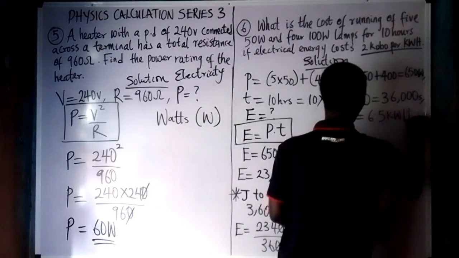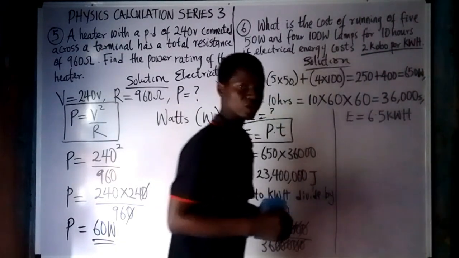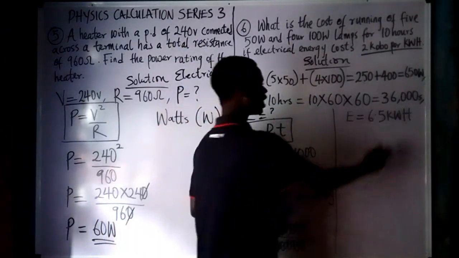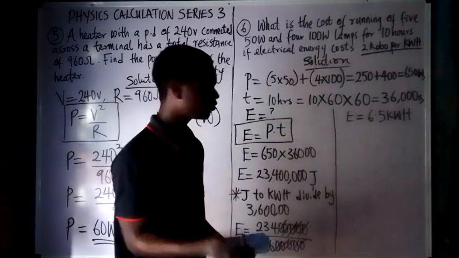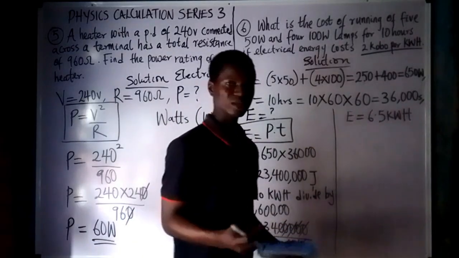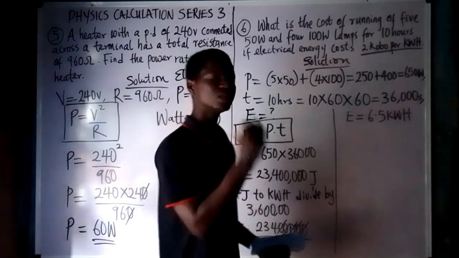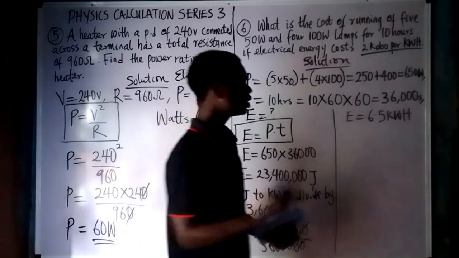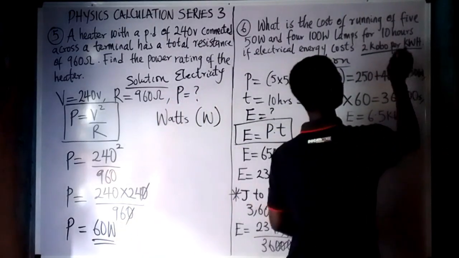Now observe something. You can see how big the value is in joule, and you can notice how very small the value is in kilowatt hour. That is how it is in real life cases, okay? Now we go on further from this. We now have our energy in kilowatt hour.